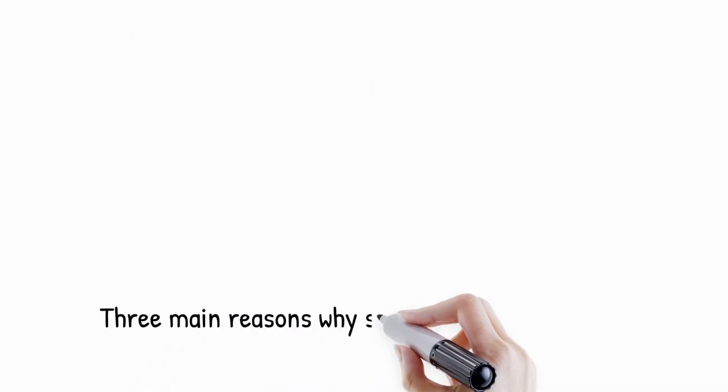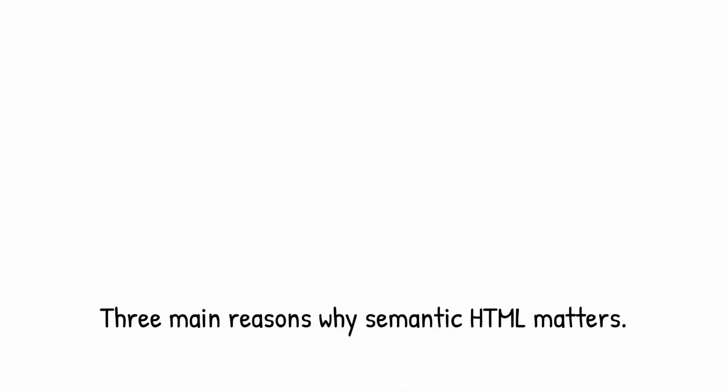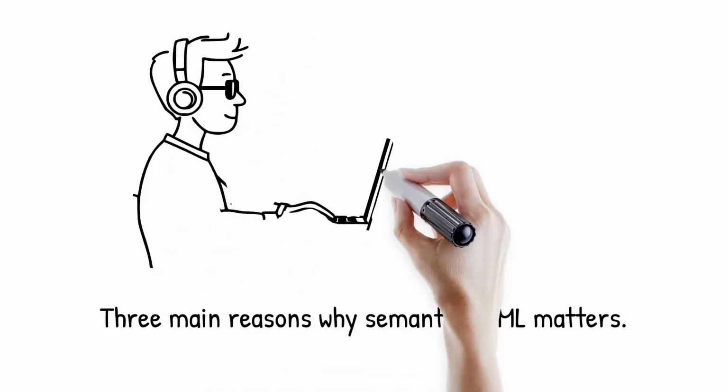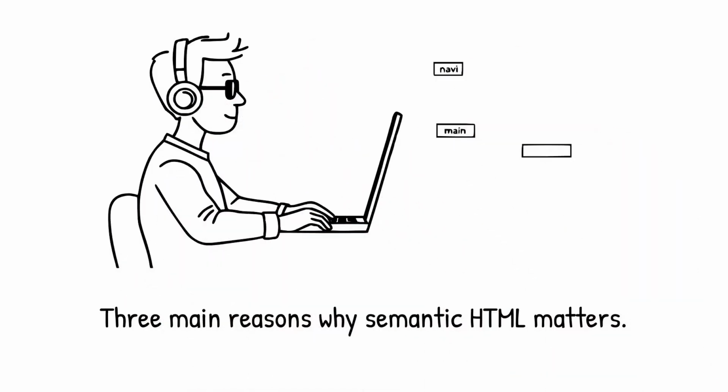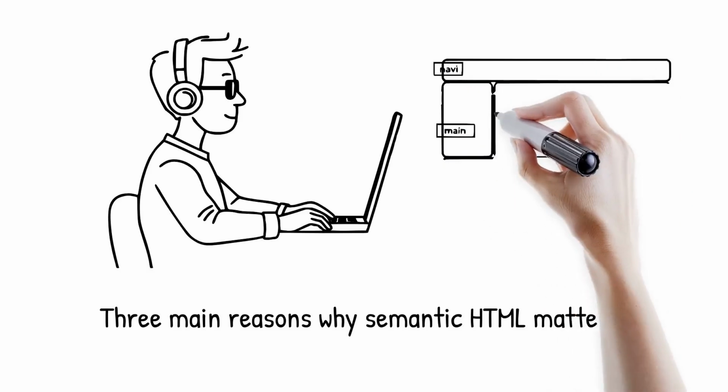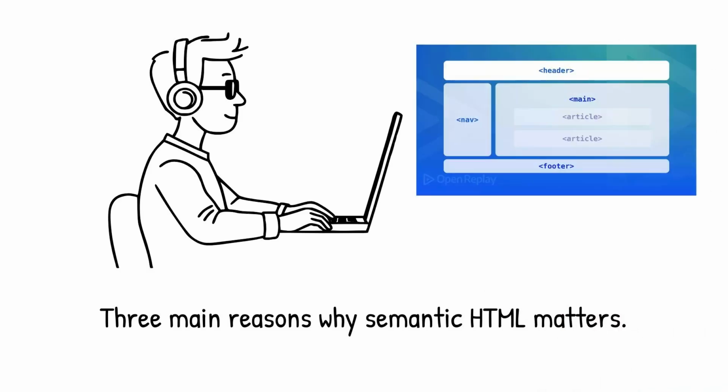Semantic HTML matters for three main reasons. 1, it improves accessibility. Screen readers rely on structure to help users navigate. If your page has a real nav, a real main, and real headings, it becomes much easier to use.